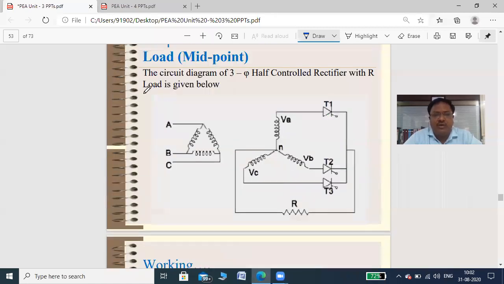This is a midpoint converter, or you can also call it a three pulse converter: pulse 1, pulse 2, and pulse 3. So it is also called a 3 pulse converter. This is actually a midpoint converter. At a time one SCR is conducting, and the current flows through that SCR, the load, and back to the neutral.